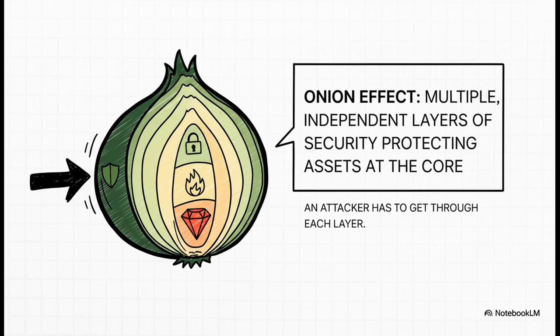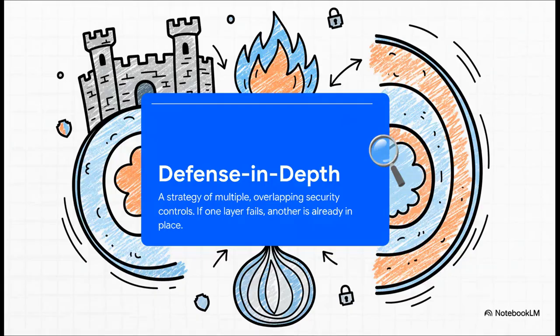Now, the ideal strategy? It's the total opposite, the onion effect. Think about it. To get to the really valuable stuff at the center of an onion, you have to peel back layer after layer after layer. That's what we want for our security. An attacker has to fight through multiple, independent defenses. Each layer just makes their job harder, and more importantly, gives you a better chance of catching them in the act. This really powerful strategy has an official name. It's called defense in depth, and it's one of the most fundamental ideas in all of cybersecurity today.